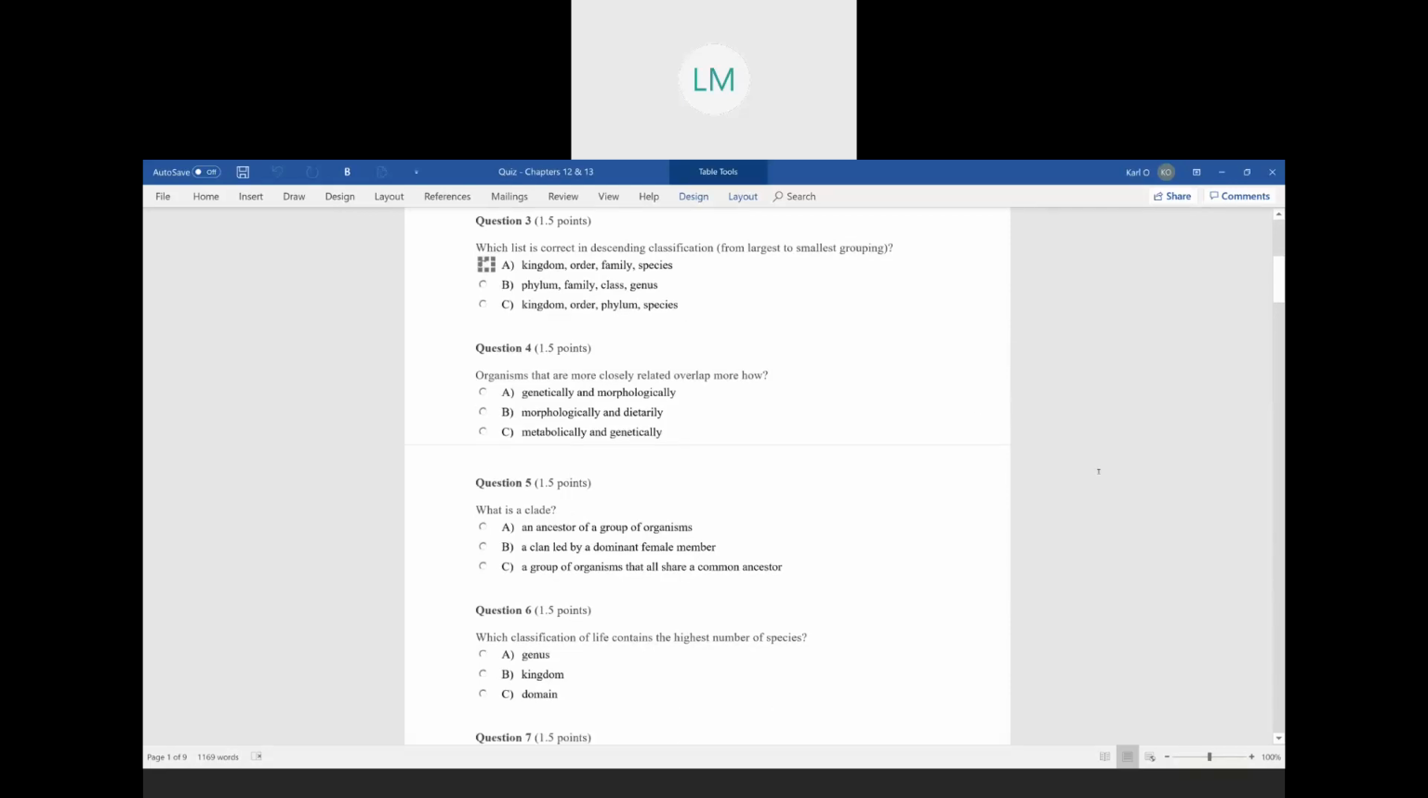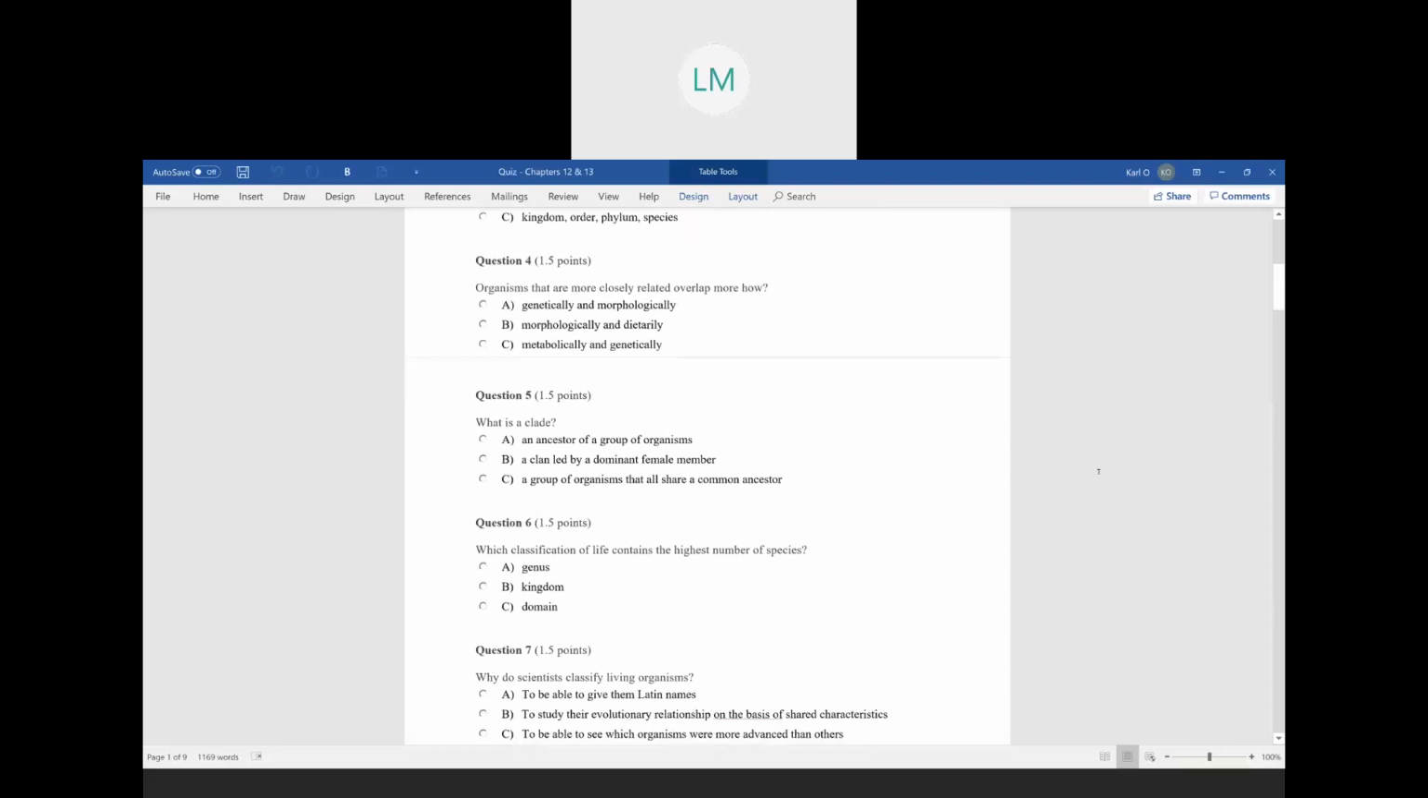Question number 4, organisms that are more closely related overlap more how? They overlap more genetically and morphologically, right? We learned that the genotypes encode for those phenotypes, so if they have similar genetics, they're likely to have similar morphologies as well. They don't necessarily have the same diet, they don't necessarily have the same metabolism, but they are going to overlap genetically and morphologically.